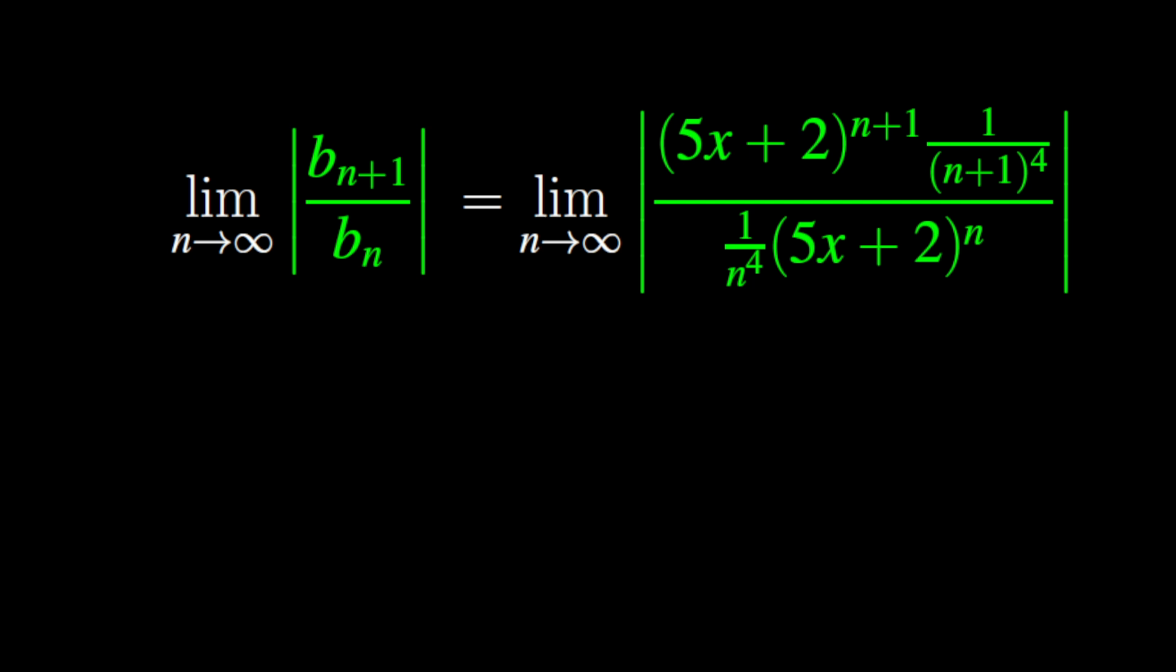Now, we have to compute the limit of ratios. It comes that the limit as n goes to infinity of b_(n+1) over b_n is equal to the limit as n goes to infinity of (5x plus 2) to the power n plus 1 times 1 over (n plus 1) to the power 4, over 1 over n to the power 4 times (5x plus 2) to the power n.